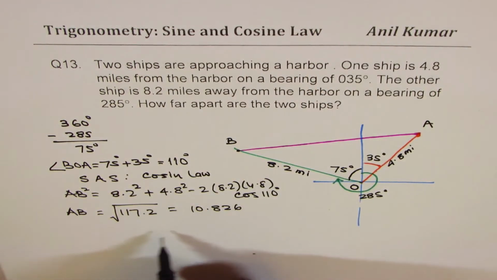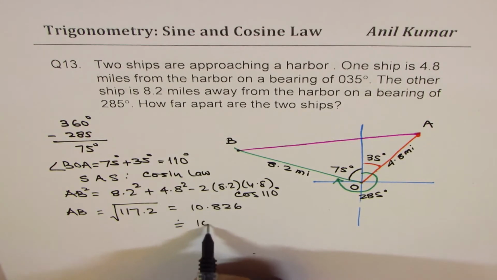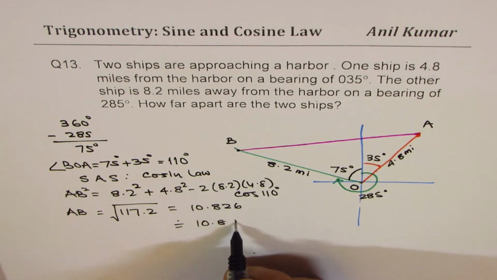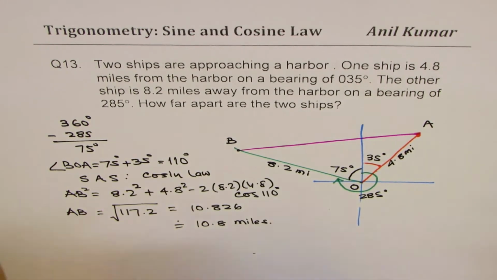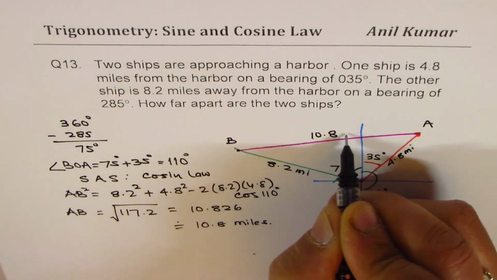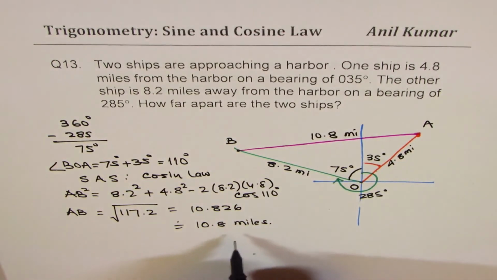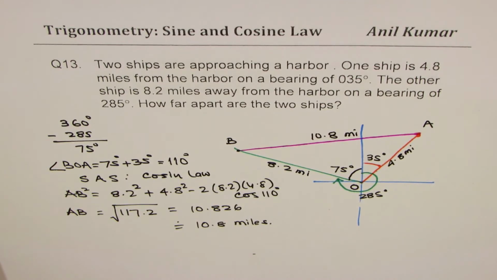So the answer is approximated to 10.8 miles. So we get 10.8 miles between A and B. So that is how you can answer it.